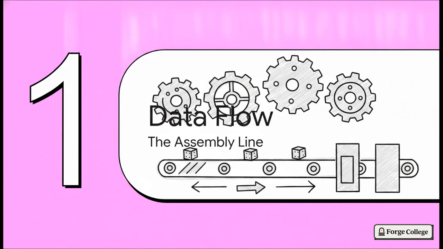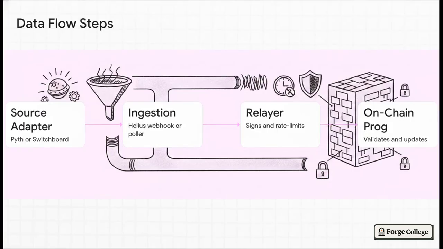Think of this as our assembly line. So let's look at how data actually moves into our system. It acts a lot like an assembly line feeding crucial raw parts into a massive machine. First up, the data originates at the external source adapter. We're relying on heavy hitters here, like Pyth or Switchboard, to grab those real-world prices.